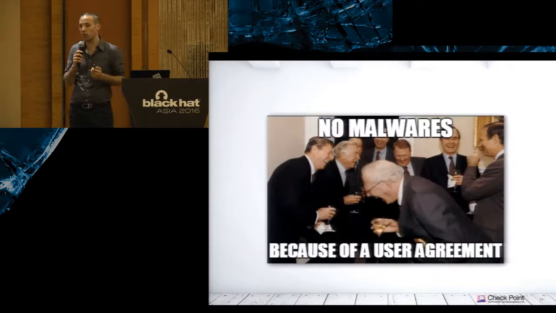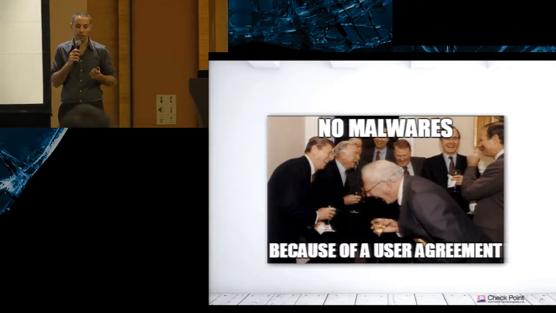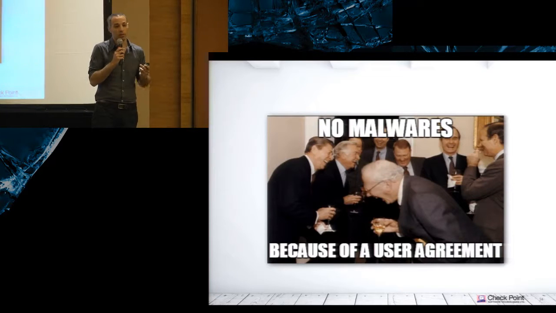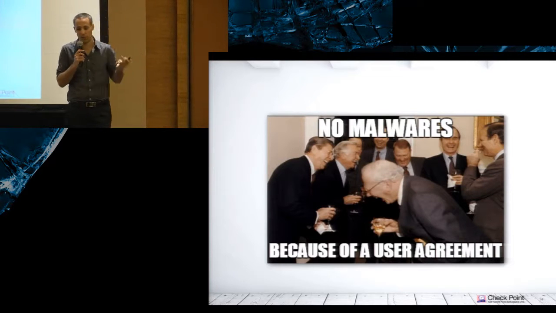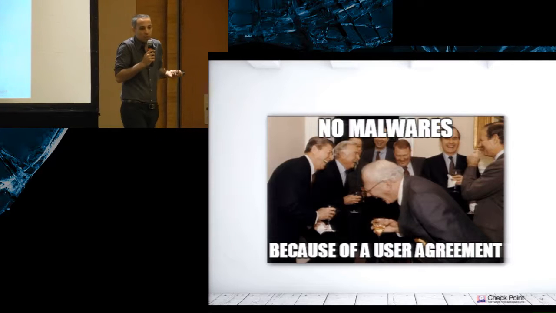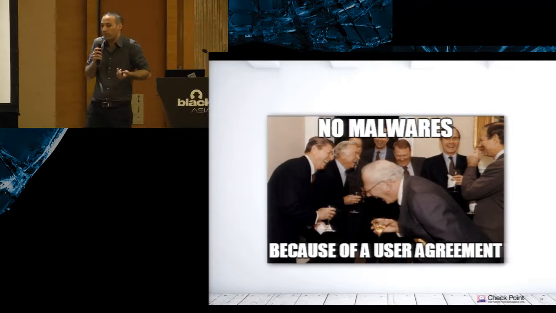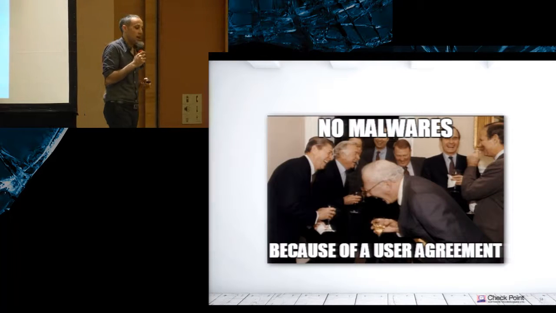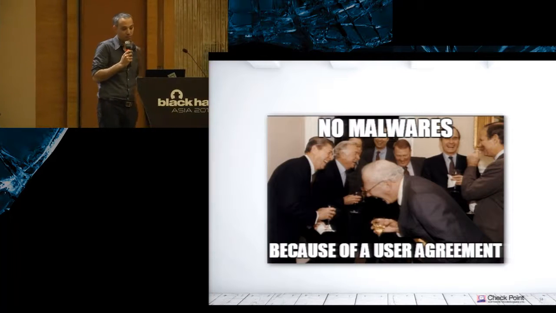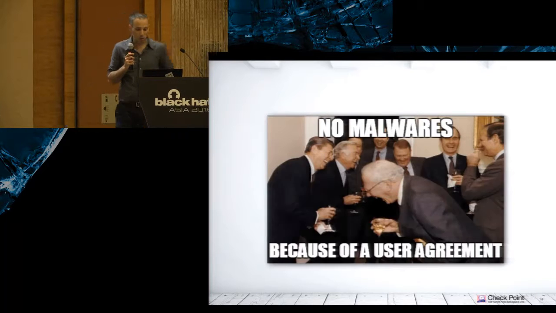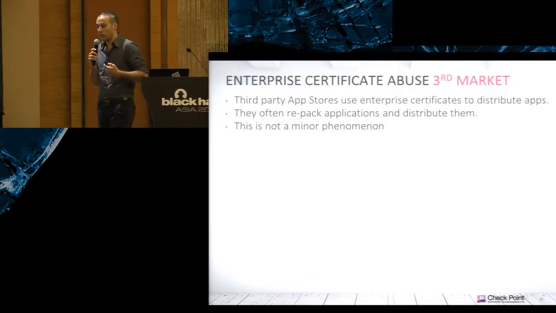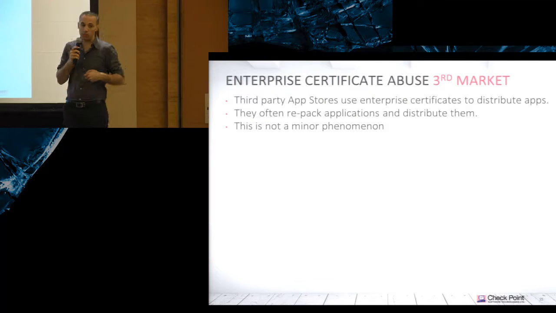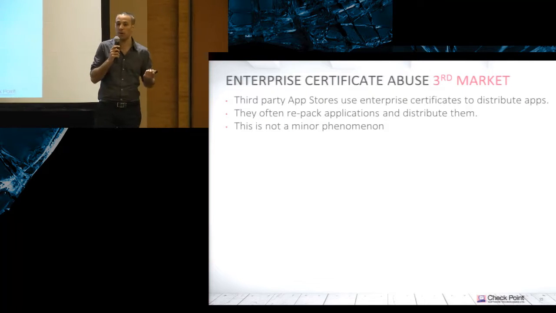But I think that history showed us again and again that relying on a user agreement to prevent malware just doesn't work. Users cannot really tell if the application that they are installing is doing malicious things or just abusing other capabilities on the device. And I want to share with you a little bit about what is actually happening with enterprise applications in real life. Okay, so the first example is third party markets.